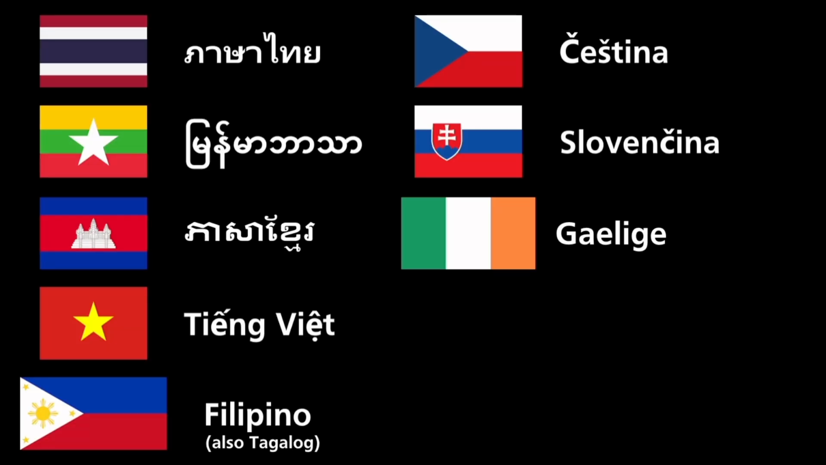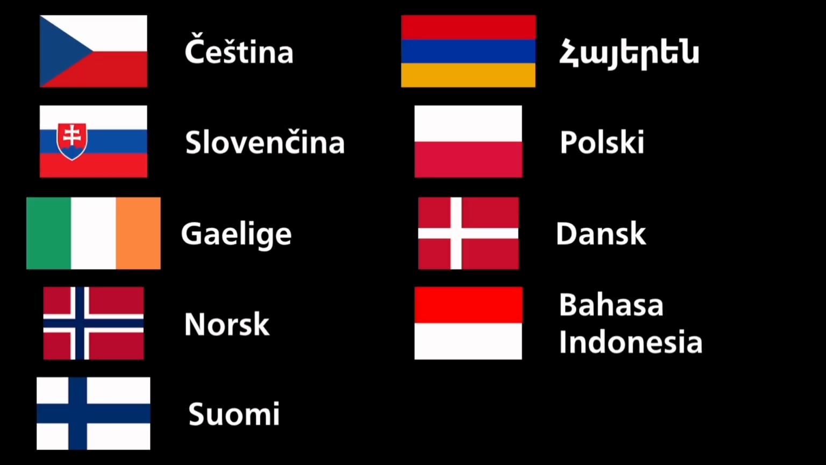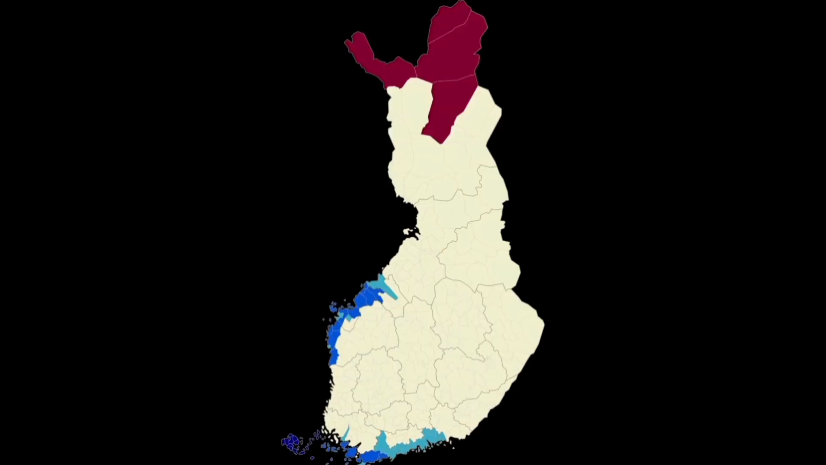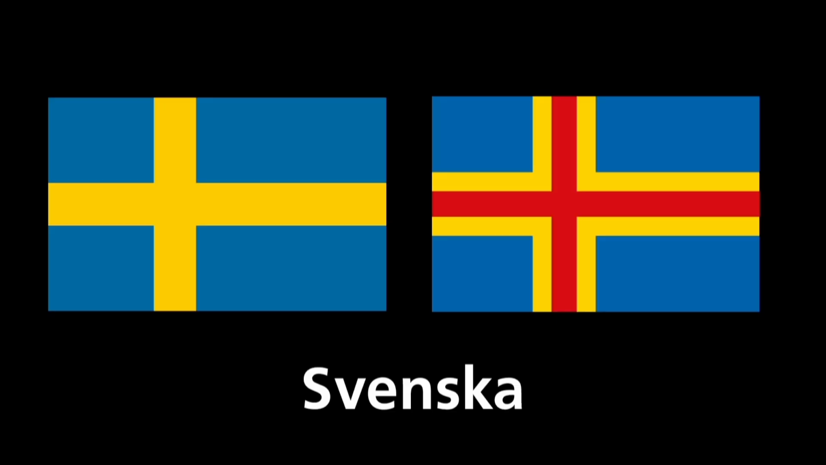For languages like Thai, Burmese, Khmer, Vietnamese, Filipino, Czech, Slovak, Irish, Norwegian, Finnish, Armenian, Polish, Danish, Indonesian, etc., I'm sure almost everyone can agree without invoking way too much controversy. But for languages such as Swedish and Azerbaijani, it's complicated. There are Swedes in Finland, especially in the autonomous region of Åland, not a land. So we can't just use Sweden's flag to represent the language.